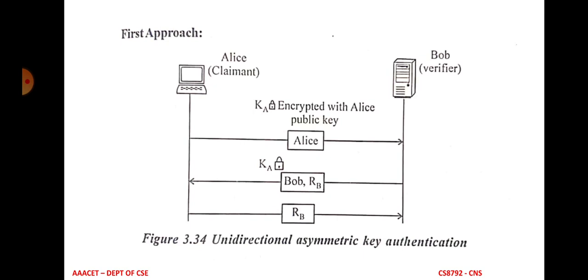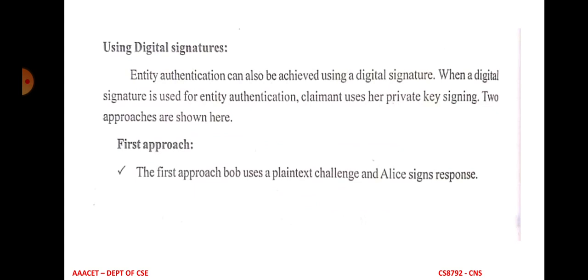That's why they are writing KA. Then Alice, this is unidirectional, right? This is not bidirectional. So the RB value is sent from Alice to Bob. Alice doesn't have any reply from Bob. The information was sent only from Alice to Bob. That's why this is called unidirectional asymmetric key authentication.